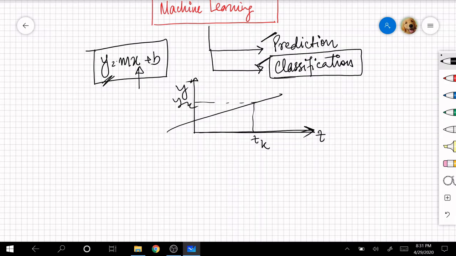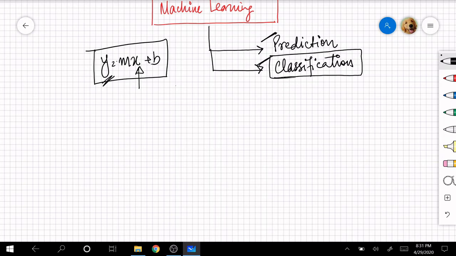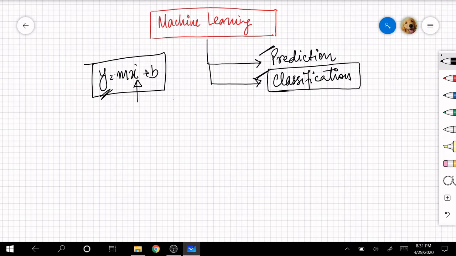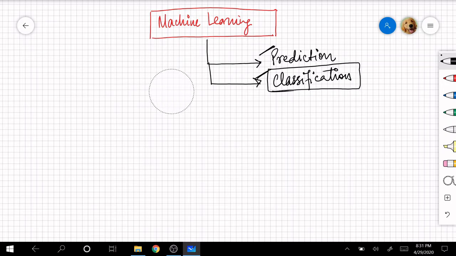So in machine learning, my entire objective is to find an equation in which I can plug in my independent variables to know the dependent variable. And how I find the equation is the art and science of machine learning. So let's take an example.